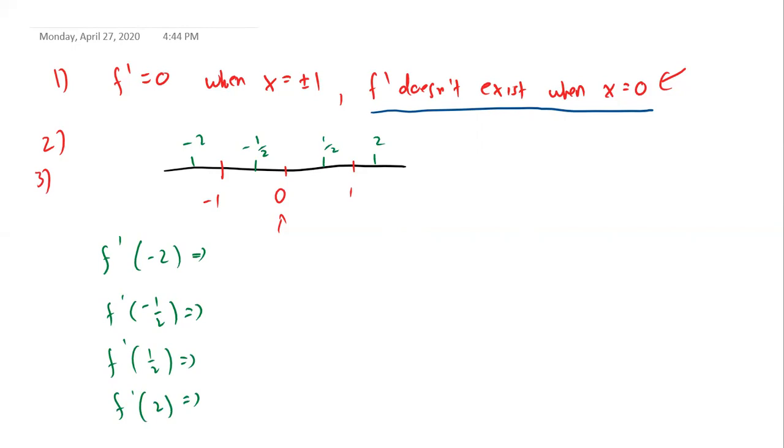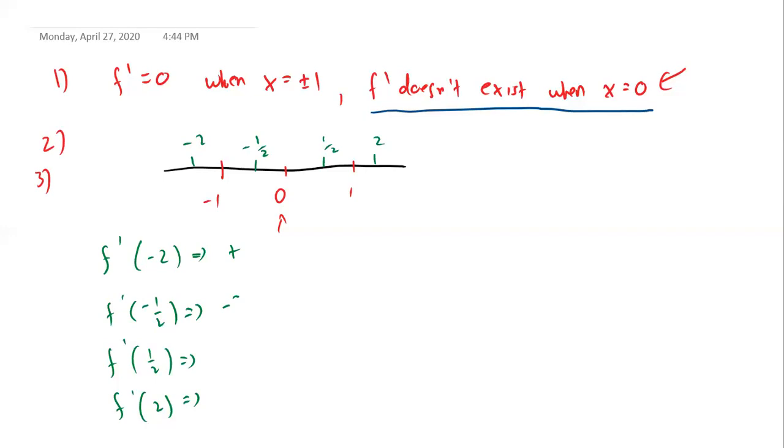So let me write my derivative. The derivative was x squared minus 1 divided by x squared. Then when I evaluate these values, f prime of -2, I get 3/4, so that's positive. F prime of -1/2, I get -3, so that's negative.